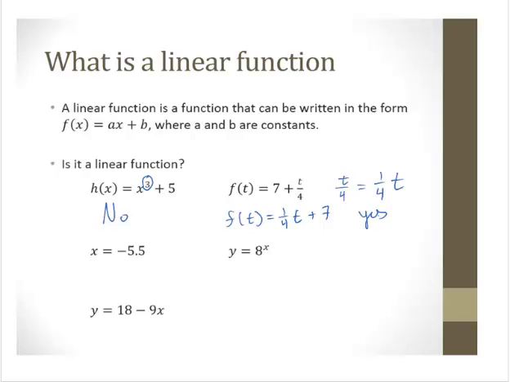X is equal to negative 5.5. So there's only one variable and it's only x. This is not linear. If we had just y equals, or just f of x equals a number, so if we just had f of x equals negative 5.5, that is linear.